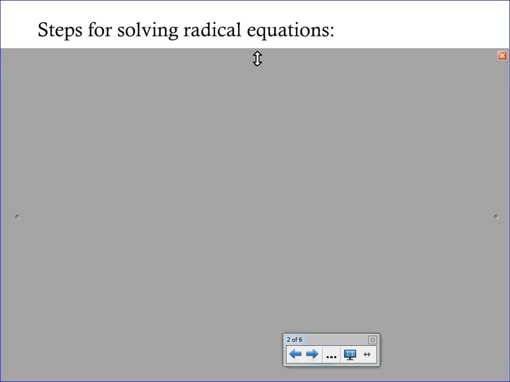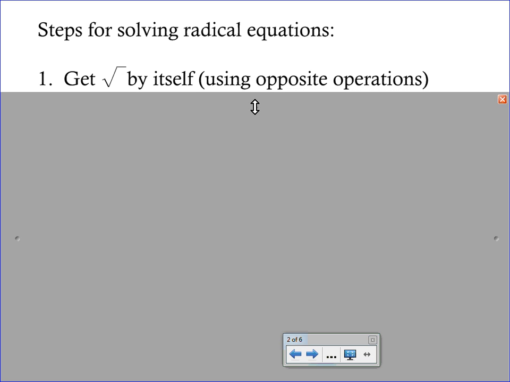So number one, we want to isolate the radical, or to get the square root by itself. This is just like when we would solve an equation for x. If you see a plus in the equation outside the radical, you're going to have to subtract. If something in front of the radical is being multiplied, you're going to have to divide. So step one is to get the square root by itself.